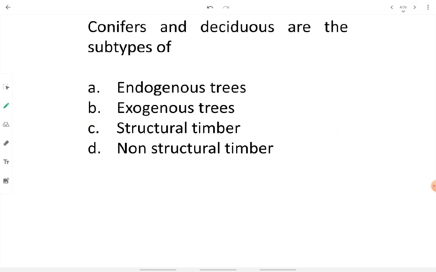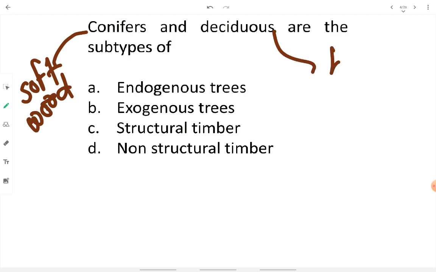Then we have this: conifers and deciduous are the subtypes. See, conifer is the softwood. Conifers means softwood and deciduous means hardwood. Remember this: conifer is softwood, deciduous is hardwood. And we are literally looking for the timber here, which is very useful in engineering projects, engineering or construction application.